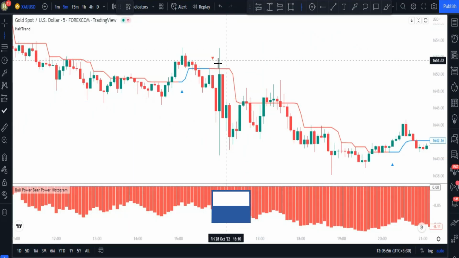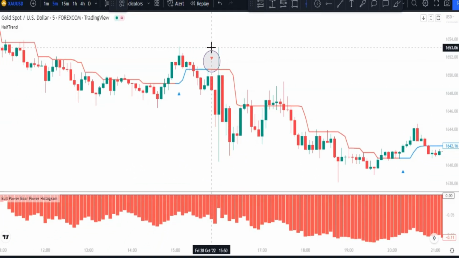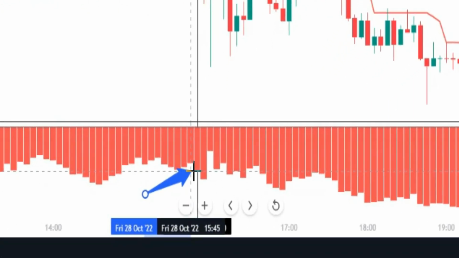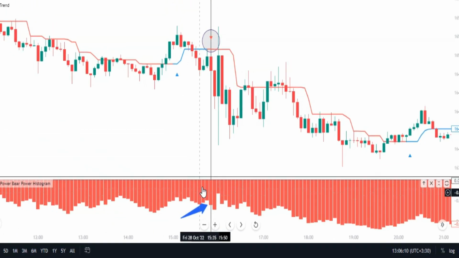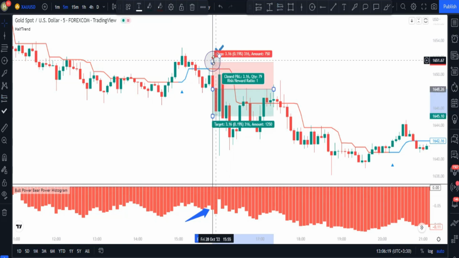And for a short signal to be valid, we need a valid short signal by the half trend indicator, and to confirm that, the histogram of the second indicator should be also red. So when these 2 conditions are met, our short signal is valid. We can put our sell order at the close price of our trigger candlestick.